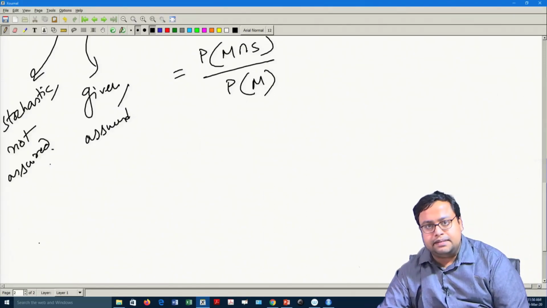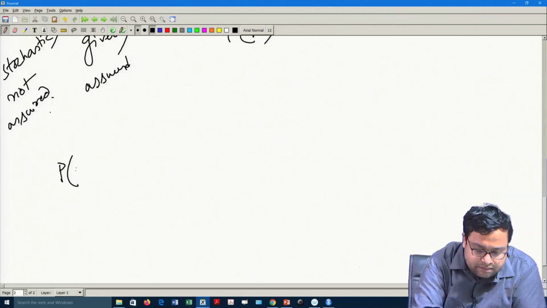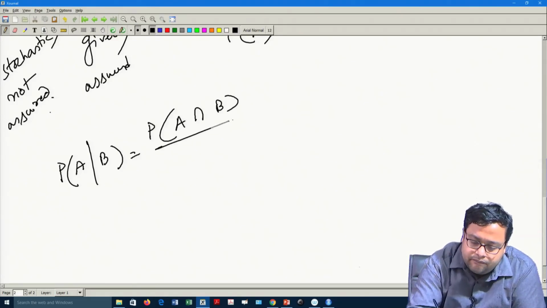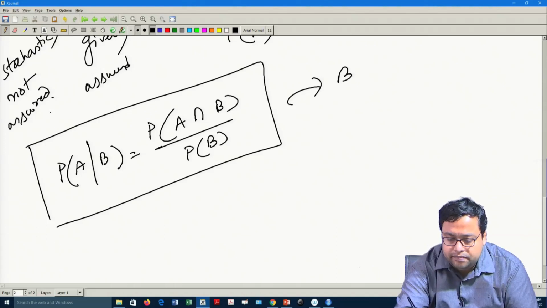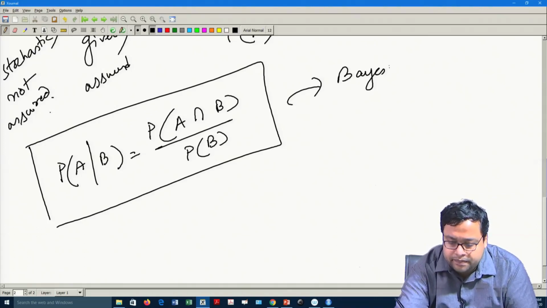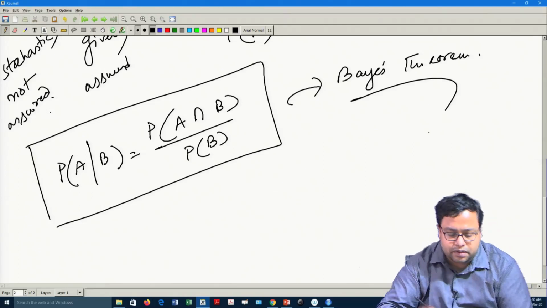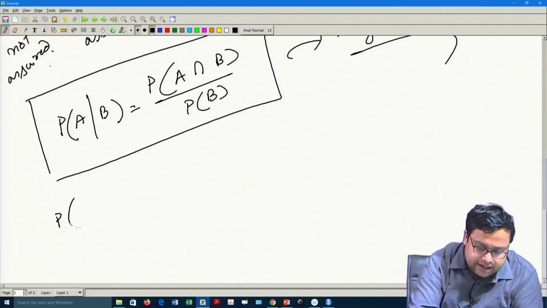Using this similar thing, there is something called Bayes theorem, which is P of A and B over P of B. This is called Bayes theorem, and this is something that we will use here. Before I go ahead with Bayes theorem, we will do a little bit of maths on this particular formula. Can I just write?